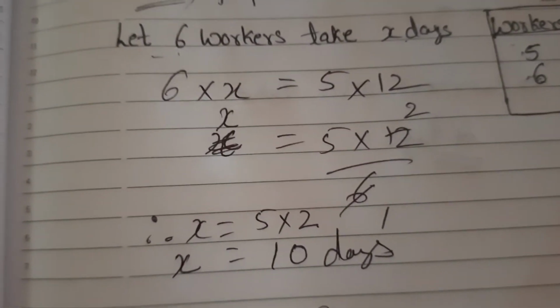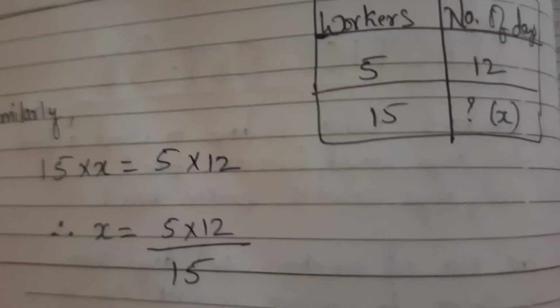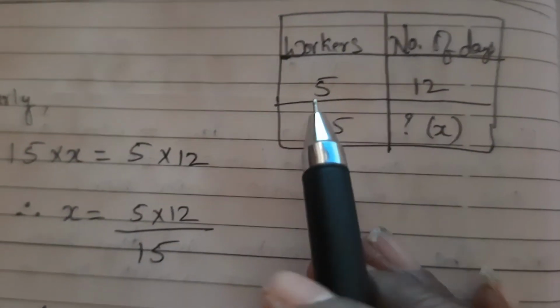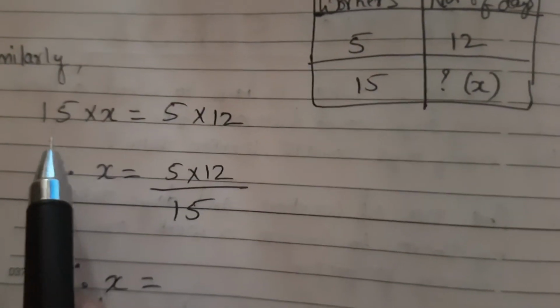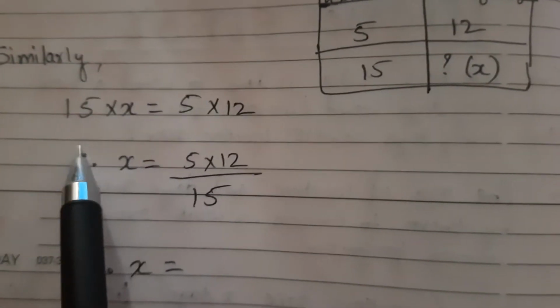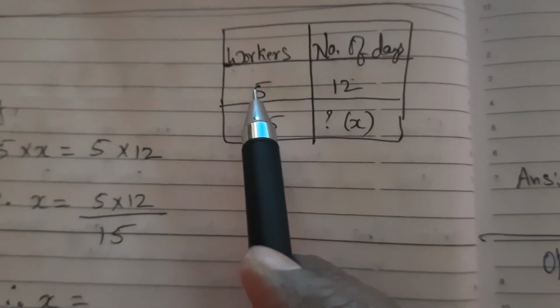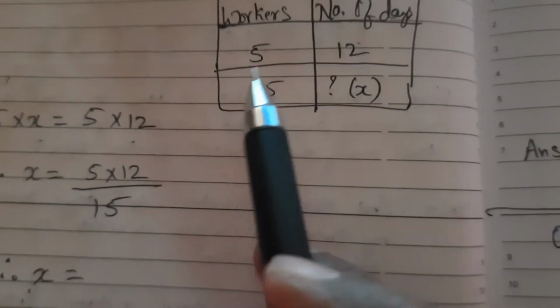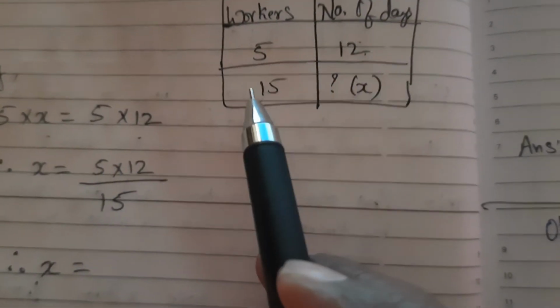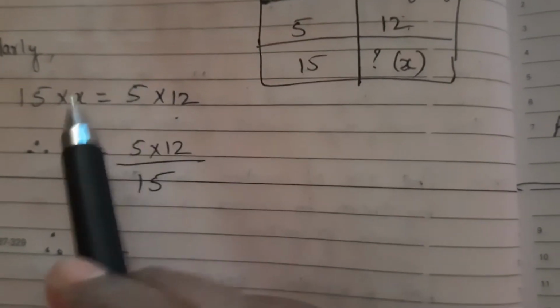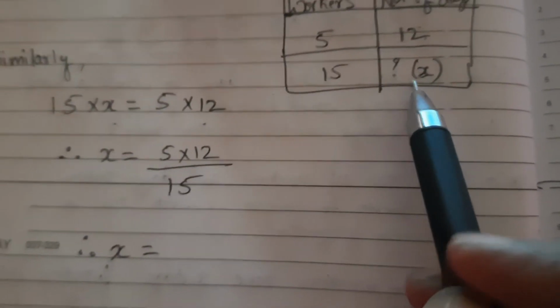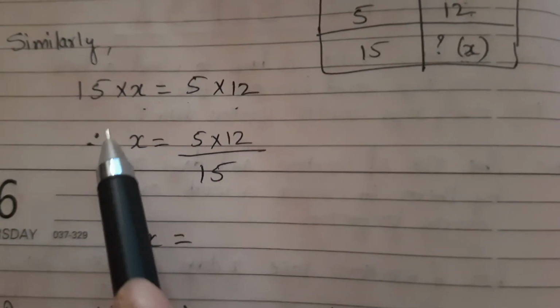Okay. Now let's find out for 15 workers. This, no need to do it again because you have already done it for 6 workers. So similarly, 15 into X is equal to 5 into 12. But for better understanding, you do this. Workers, number of days. So 5 workers take 12 days. Now 15 workers will take how many days? Okay. No need to write the statement again. Let the number of days be X. Just write similarly and solve it.